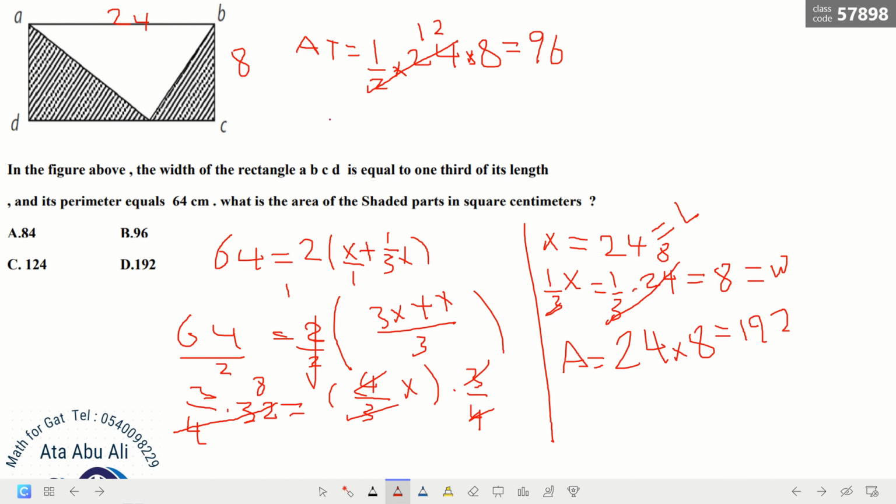Now, the shaded area: I subtract 192 minus 96, which is equal to 96 again. So it's half of the rectangle. So the answer is 96.